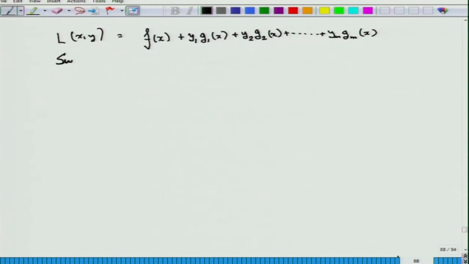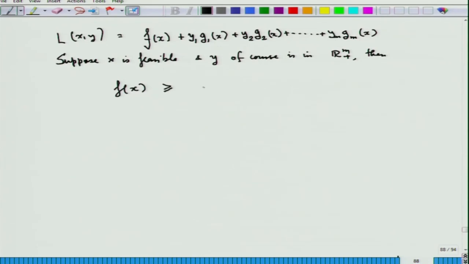Now, suppose x is feasible, and y of course is in R^n plus, then this whole portion is negative, less than or equal to 0, non-positive to be precise. Then this portion is obviously less than f of x, because I have added a negative quantity to something, so that value of that quantity decreases. So, f of x is bigger than or equal to L(x, y) for any x in C, which is the feasible set, and y an element of R^m plus.